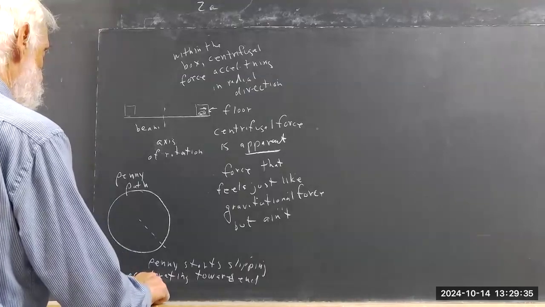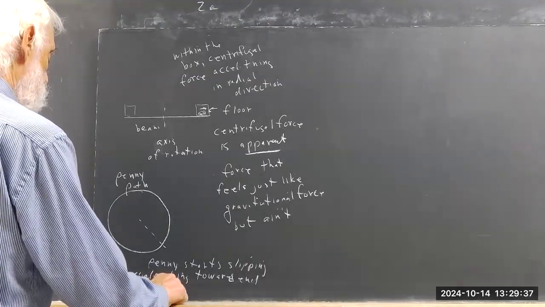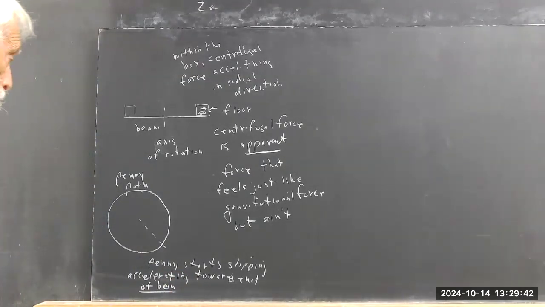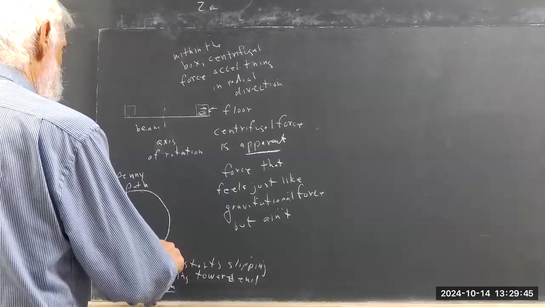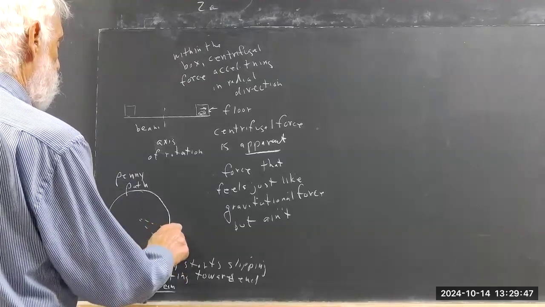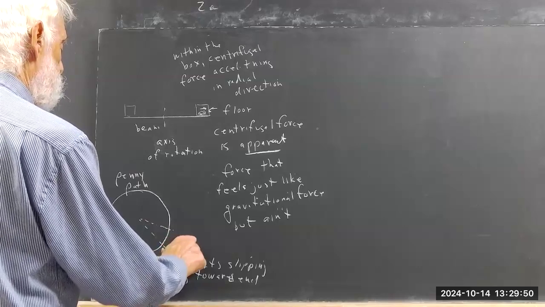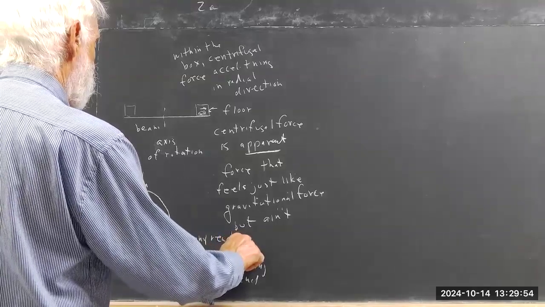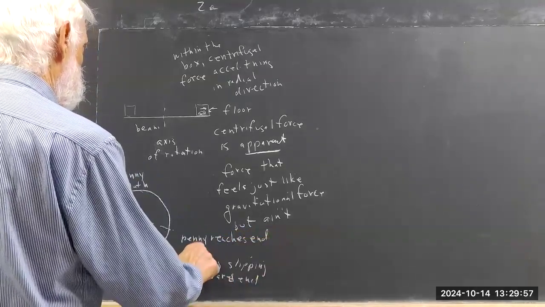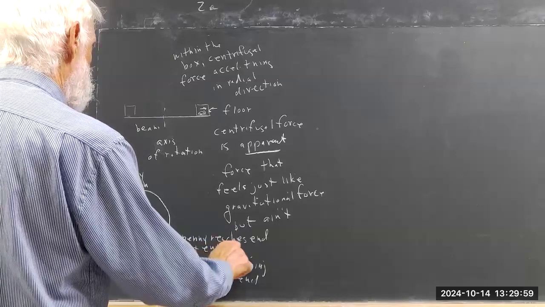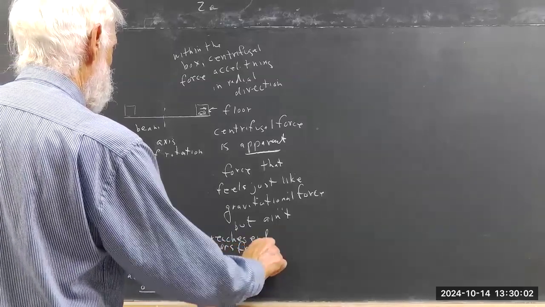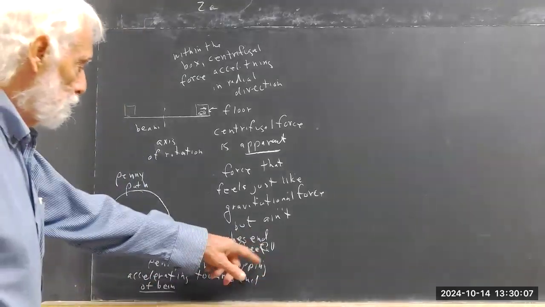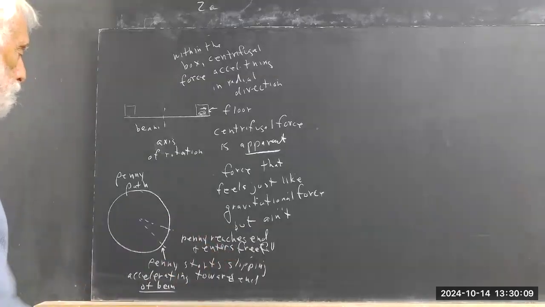Accelerating toward the end of the beam. Okay. And that occurs maybe here. And here. Probably can't read that. That says free fall. The penny reaches the end and enters free fall here.